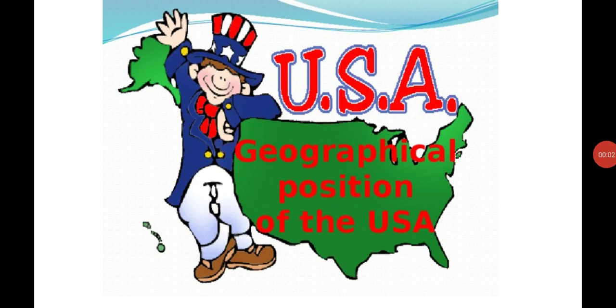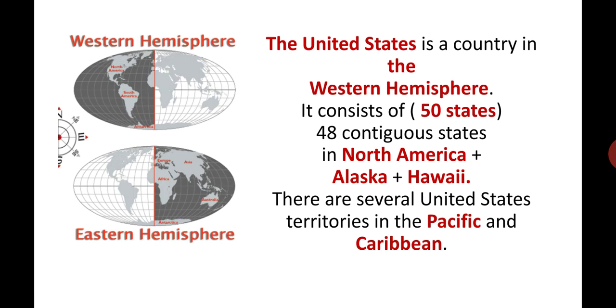Hello. Today we're going to speak about the geographical position of the USA. Well, the United States is a country in the Western Hemisphere, as you can see on the map. It consists of 50 states. The fact is that it has 48 contiguous states in North America.